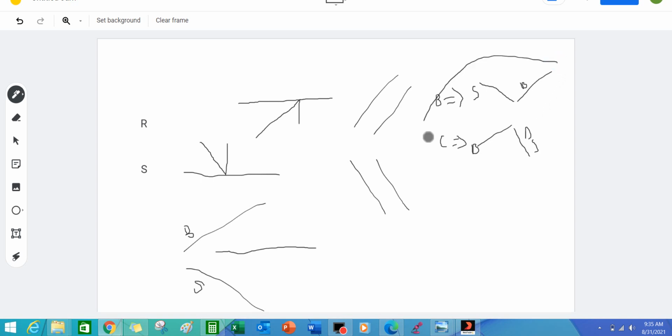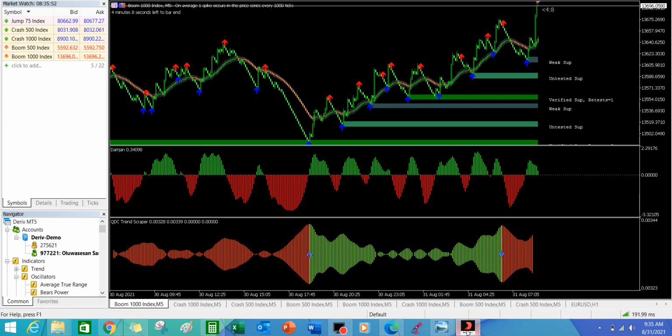That is why I'm taking my time to draw out this plan for you, so that you will understand the way it works before we go straight to the chart, so that it won't look as if I'm just performing magic on the chart. So that you understand the basics right from this board before we go straight to the chart. So let's go straight to the chart right away.